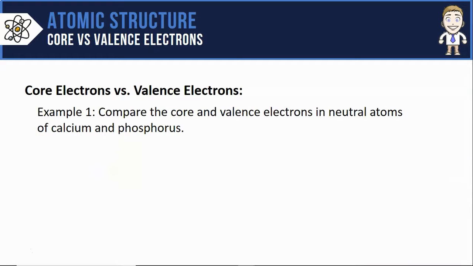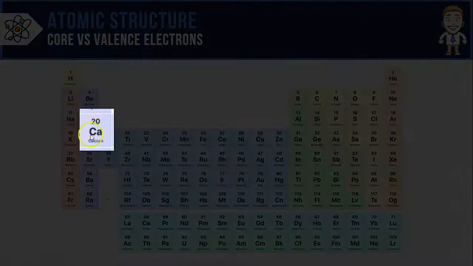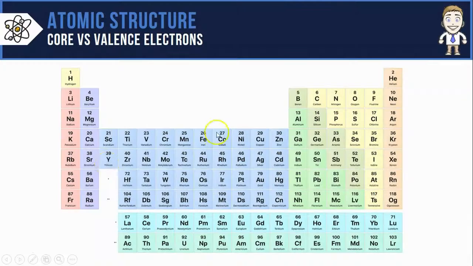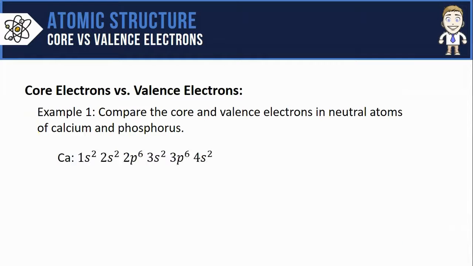So let's close the video and apply these ideas by comparing the core and valence electrons in neutral atoms of calcium and phosphorus. First thing I need is a periodic table to see how many electrons these atoms have. Calcium is right here with 20 electrons, and phosphorus is right here with 15. Now that I know how many electrons they've got, I can start off by simply listing out the electron configuration for each. Calcium goes up to 4s2, phosphorus goes up to 3p3.